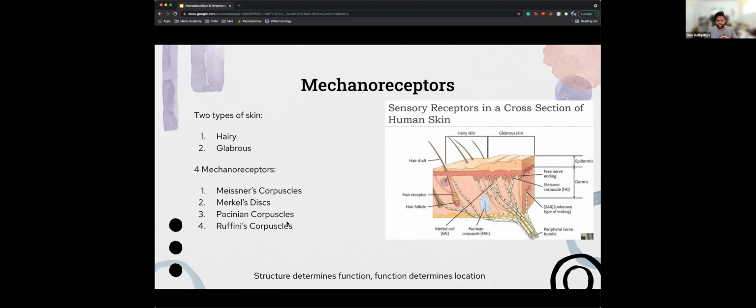But anyways, I think one really important thing is the structure of these mechanoreceptors determines the function. And what function it has determines where it will be placed. Is it more proximal to the skin? Is it more deep to the skin? Sorry, superficial or deep to the skin.